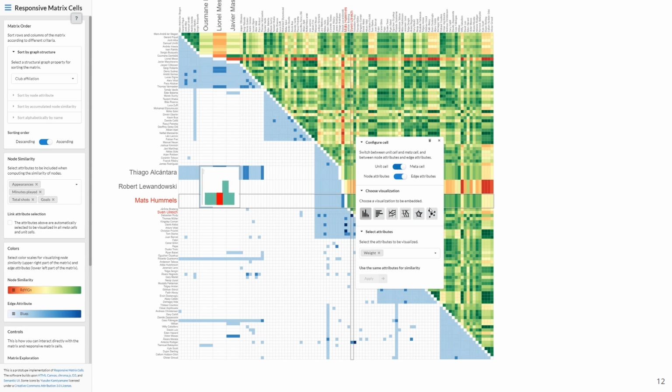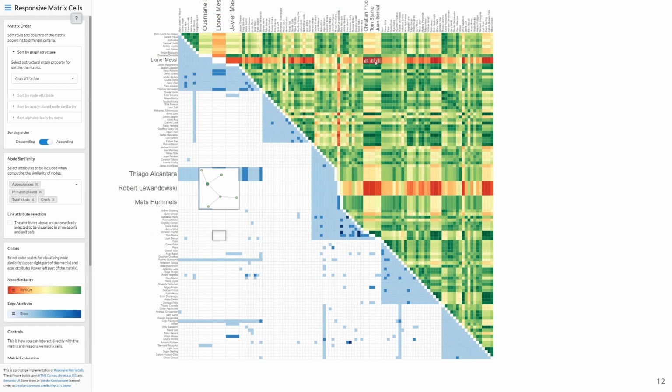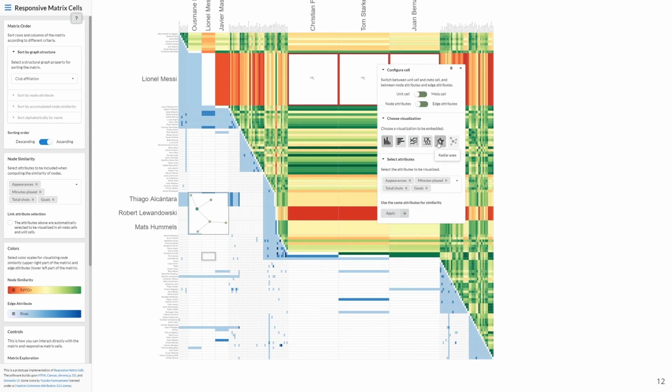To get a more intuitive representation of the connections, we can switch to a meta cell with an embedded node-link diagram. Through interactive highlighting, we can find out that a path between Lewandowski and Messi exists in the subgraph via Thiago and Dembele. Looking at the red line for Messi, we notice multiple nodes that are particularly dissimilar to him. To take a closer look at them, we create a new unit cell selection.